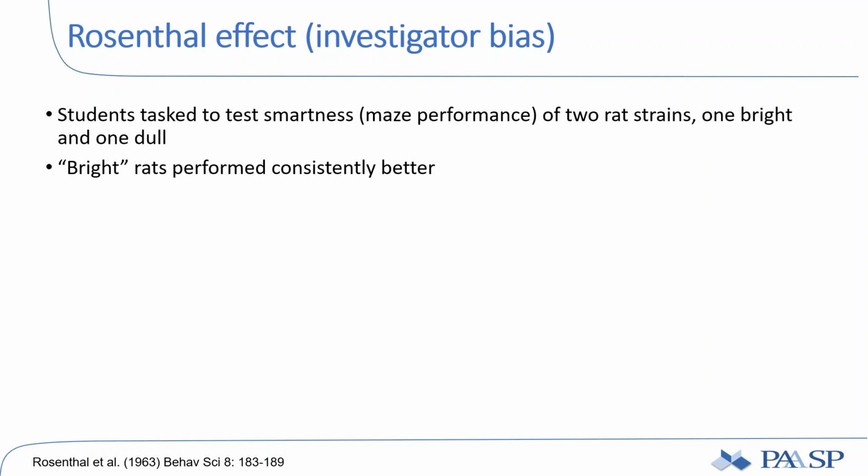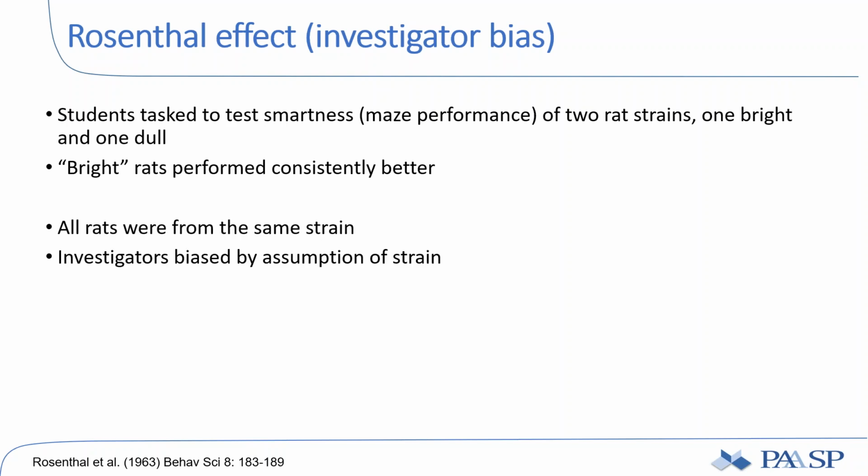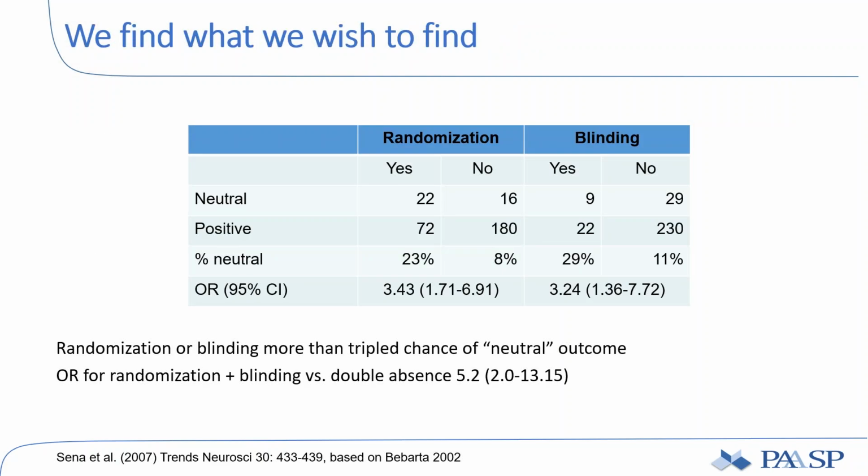Well, the students did not know that they actually were the guinea pigs in this study, because all rats were from the same strain. It was just that they had been told they were looking at smart and stupid rats that suddenly they found the so-called smart rats to be smarter than the so-called dull rats, when in reality they were all the same. So all these investigators were biased, and that affected what they measured.